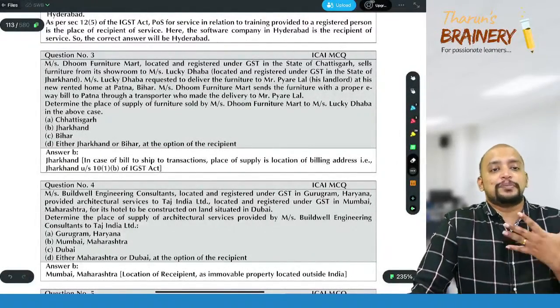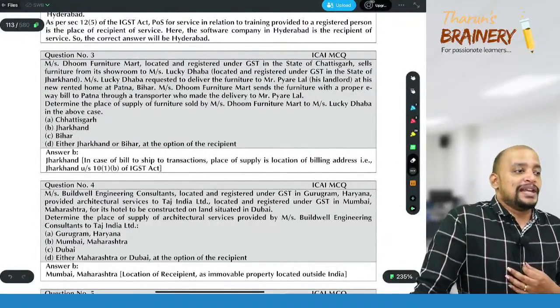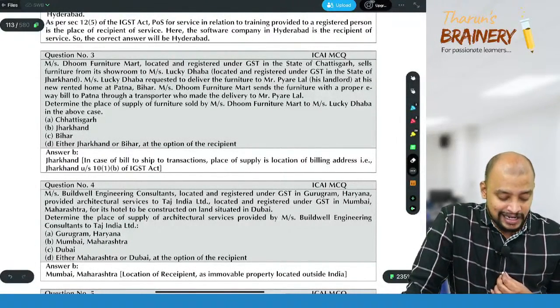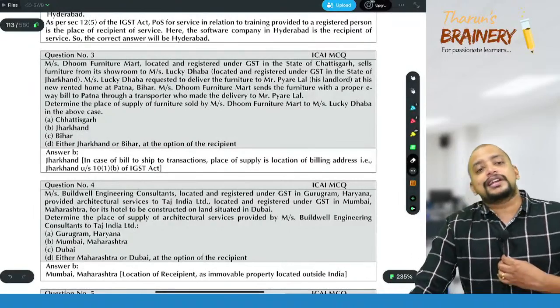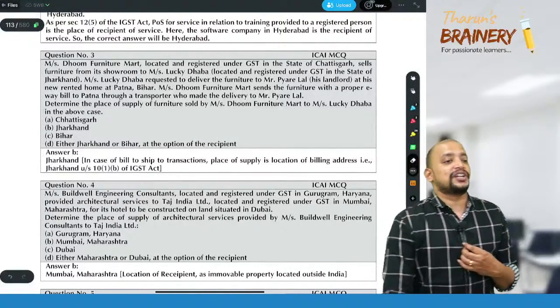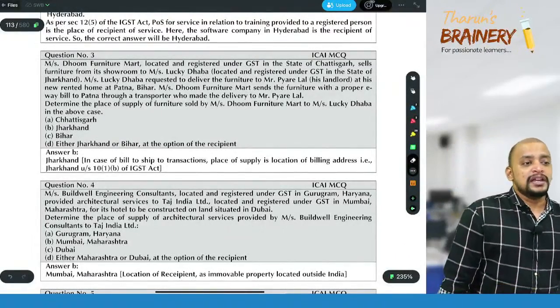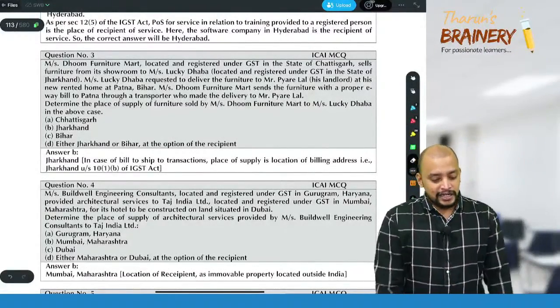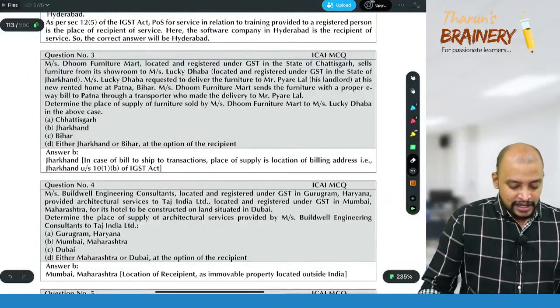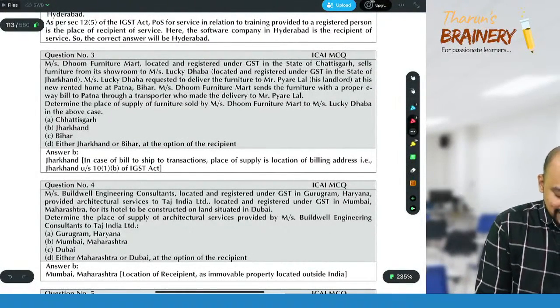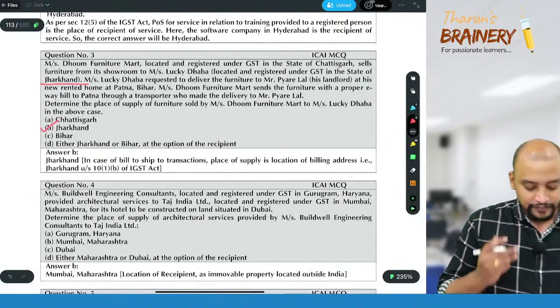It is bill to ship to transaction, because the billing address is the Daba, whereas the shipping address is that Pyarelal. So therefore, in that case, bill to ship to transaction as per section 10(1)(b) of IGST Act, the place of supply will be the billing address. So here, Lucky Daba is located where? Lucky Daba is located in Jharkhand. So now Jharkhand will be taken as the place of supply.